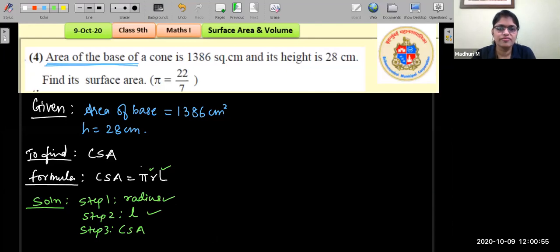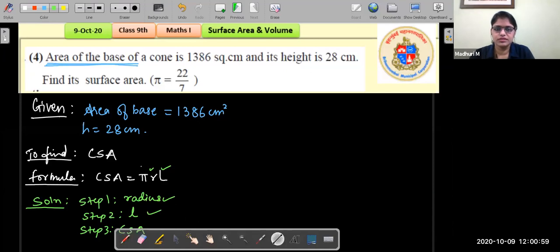So area of base is given. Just a minute, students. So there we go. What is the formula for area of base? That is a circular structure. We know area of base or area of circle will be pi r squared. So pi r squared is equal to 1386.